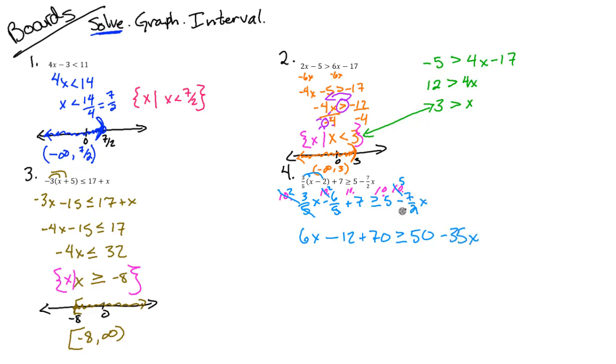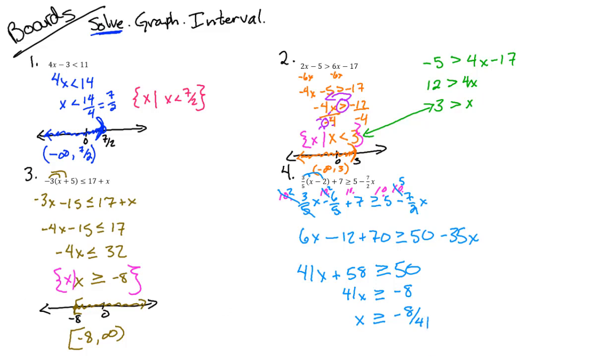And if you need to multiply those in your calculator, no worries, just go ahead and do that. 10 times 3/5 will be 6. Okay, let's collect all of them together, all the x's together. Add 35x to both sides, and we get 41x plus 58 greater than or equal to 50. And then subtract 58, we get 41x greater than or equal to negative 8. Divide by 41, we get x is greater than or equal to negative 8/41.